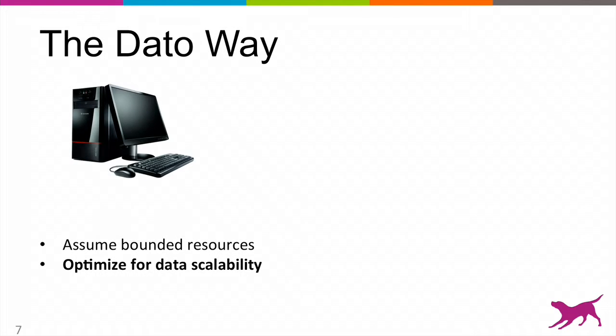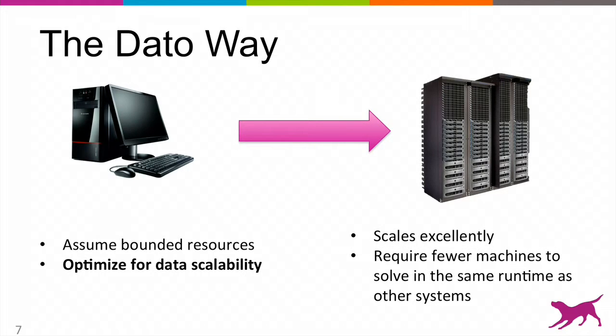So what we have done instead is to flip it around. Let's assume there are bounded resources and build for a single machine. Let's define the problem in a way so that we only have bounded resources, and we optimize instead for scalability on a single machine. And then, as we extend it to go distributed, you end up with something that scales excellently, scales amazingly, and requires fewer machines to solve the same problem in the same runtime.